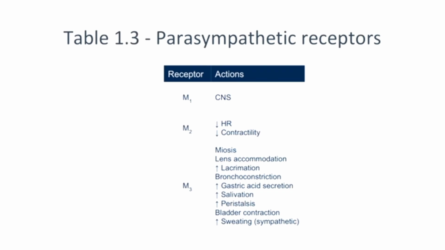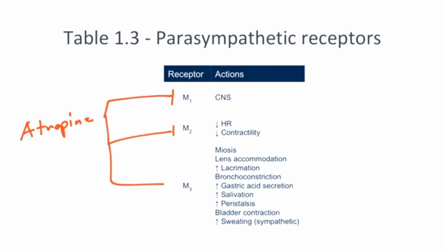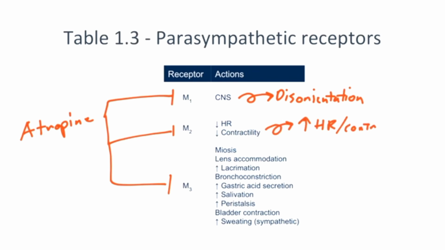But if we look at table 1.3, we can see what symptoms could occur with excess atropine. In other words, excess inhibition of these 3 receptors. Blocking the M1 receptor with atropine could lead to decreased CNS activity, so disorientation. And M2 receptors normally decrease heart rate and contractility. So with excessive atropine, there would be a relative increase in heart rate and contractility. So in clinic, the patient would be tachycardic, or have a rapid heart rate.